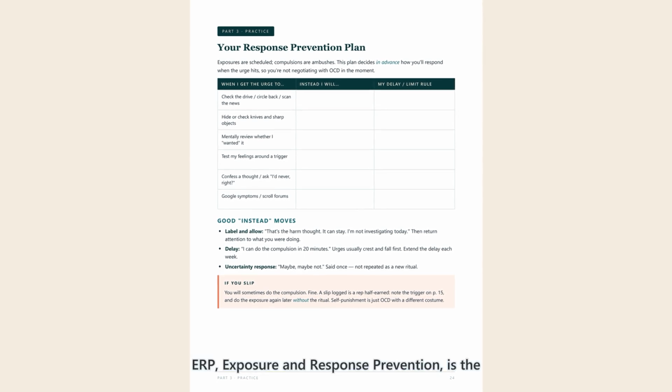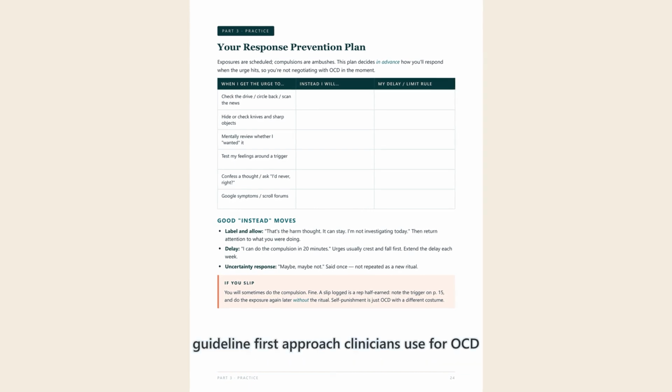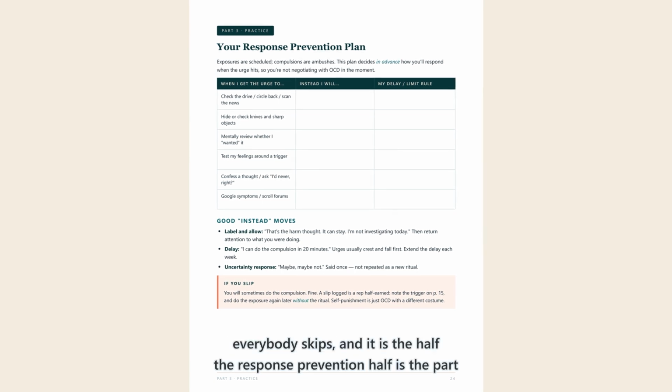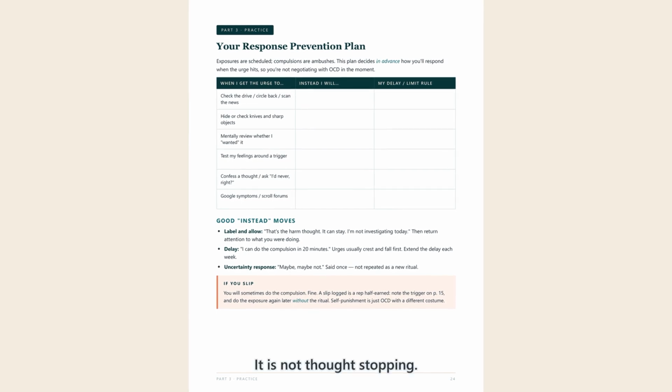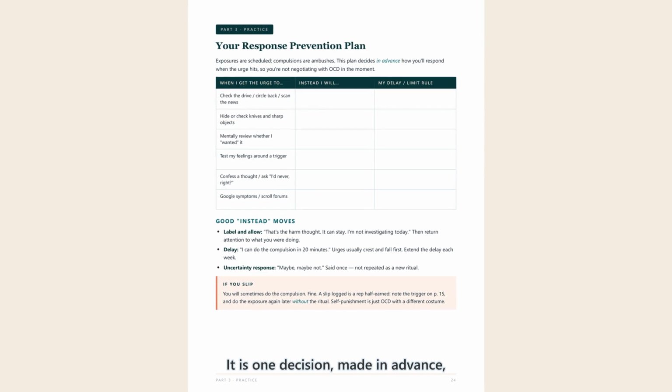ERP, Exposure and Response Prevention, is the guideline-first approach clinicians use for OCD. The response prevention half is the part everybody skips, and it is the half this video is about. It is not thought stopping. It is not proving the thought false. It is not deciding to stop thinking, which nobody can do on command anyway. It is one decision made in advance about what you do when the urge shows up.